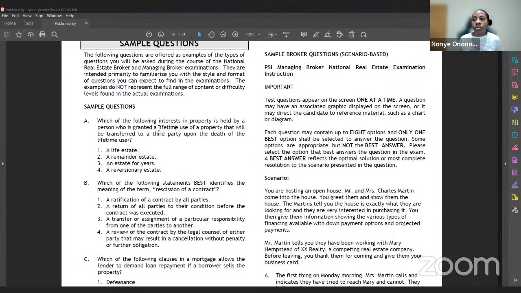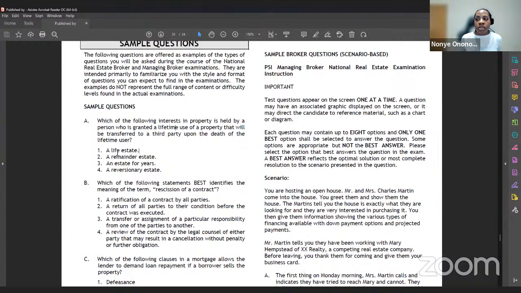Okay, so for me, keywords here are lifetime. So once I see life, so for the life of someone, I'm already thinking life estate. Then I keep reading the question. It is transferred to a third party upon the death of the lifetime user. So that is a life estate. The user is the life tenant.